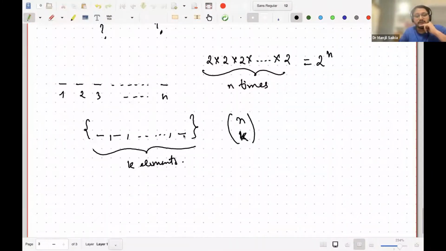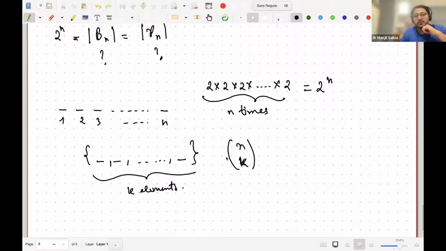So to form a k element subset, which is an element in P of n, I can do this in n choose k ways. But this k can range from 0 to n, because in P of n, I have the 0 element subset, which is the empty set. I have 1 element subsets, which are just the singleton sets 1, 2, 3, and so on. I have 2 element subsets, and so on up to the n element subset, which is basically the set itself. Each of those 0 element subsets, 1 element subsets, 2 element subsets, and so on can be generated in n choose 0 ways, n choose 1 ways, n choose 2 ways, and so on.